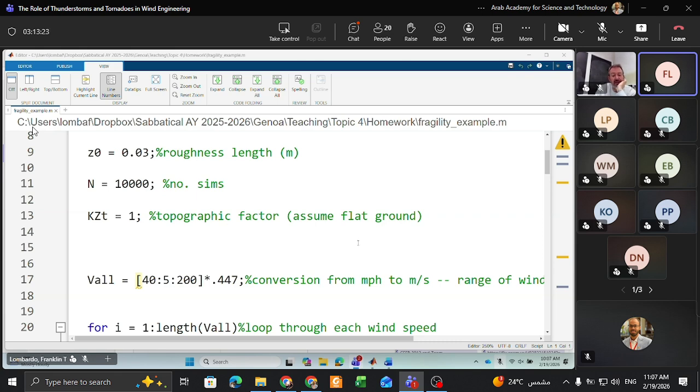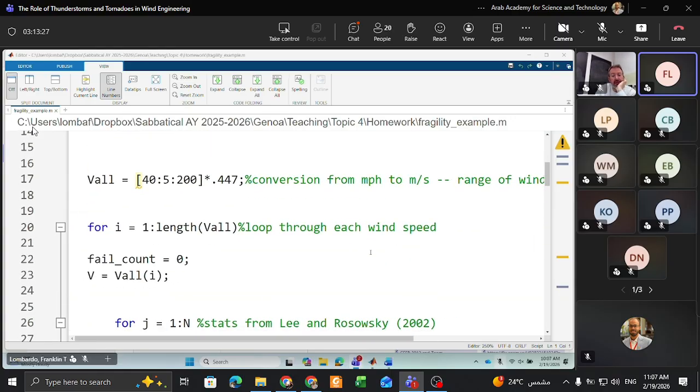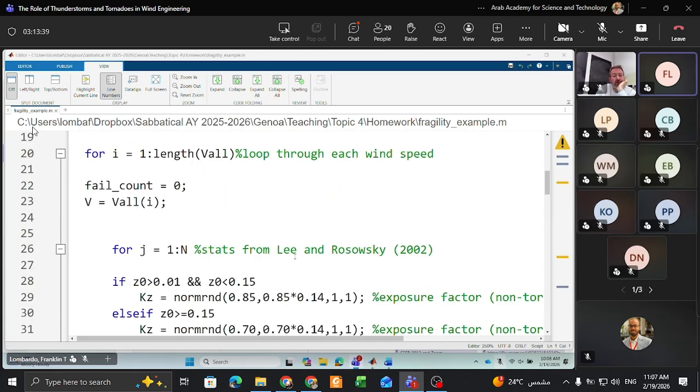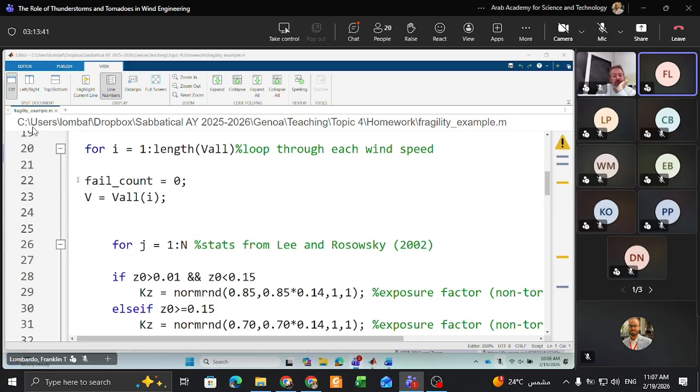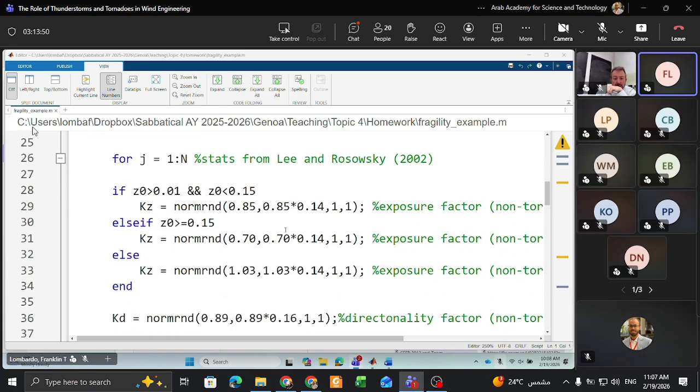And I converted everything into metric. Basically you just create an array of wind speeds here from roughly 18 meters per second up to around 90. Then I'm going to go through each wind speed, and you create this failure counter for the wind speed here. Then you're going to loop through things a bunch of times.